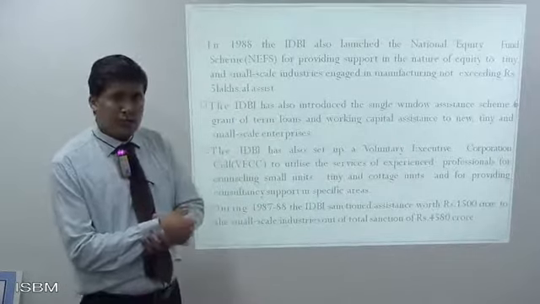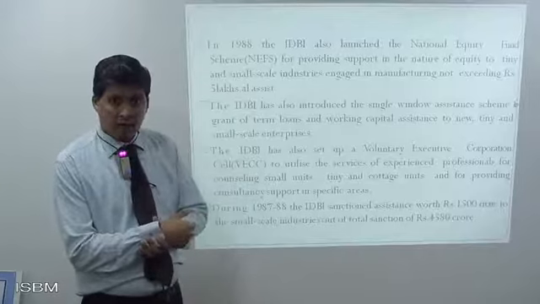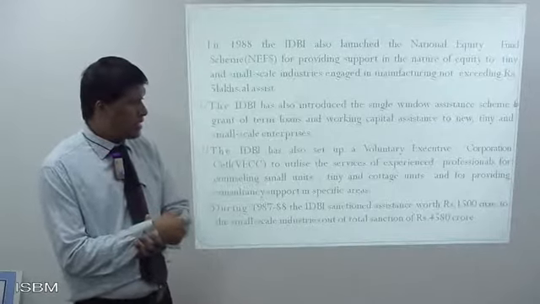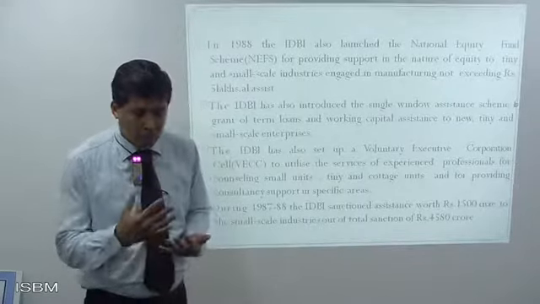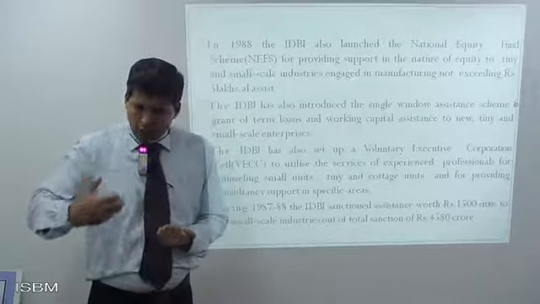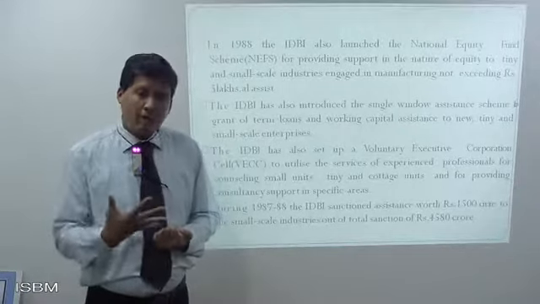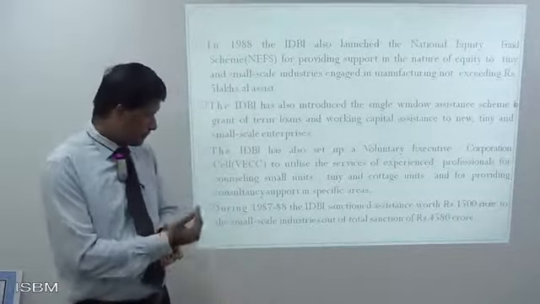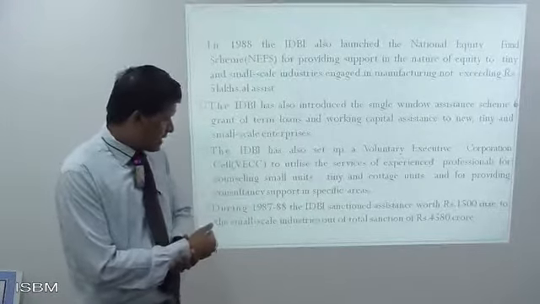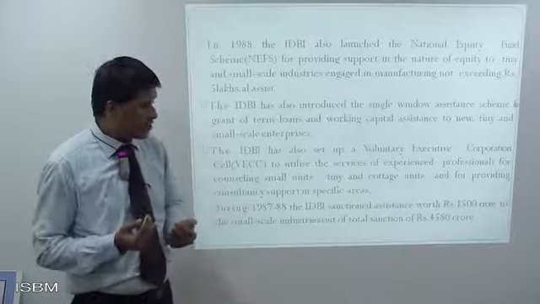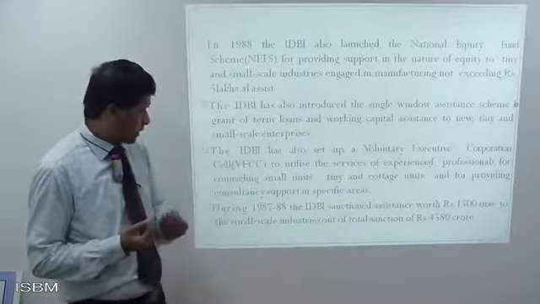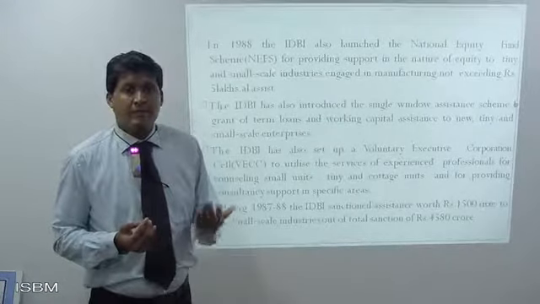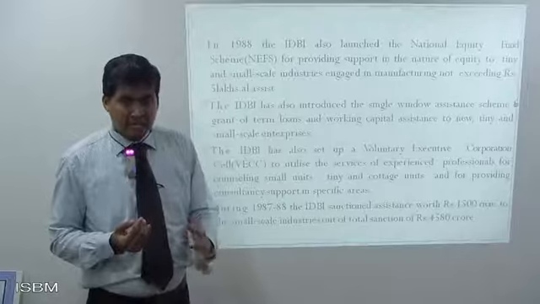The IDBI also introduced a single window assistance scheme again for SSIs. The IDBI also set up a Voluntary Executive Corps to utilize the services of experienced professionals. So experienced and expert people who have already run the show, bring them on panel, on board, and help them for consulting, handholding as well. And during 1987-88, IDBI sanctioned assistance worth 1500 crores to small scale industries out of a total sanction of 4500 crores, which was immense considering the size of SSIs.